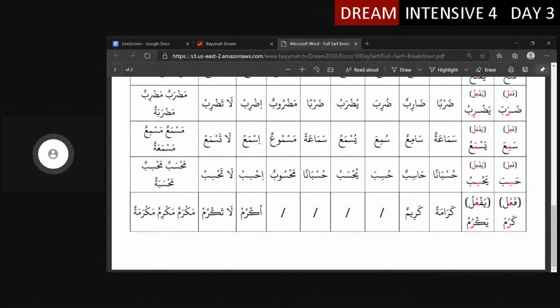On the pattern of فعل يفعل، حسب يحسب حسبانا فهو حاسب. حسب يحسب حسبانا فهو محسوب. الأمر منه احسب والنهي عنه لا تحسب. والظرف منه محسب ومحسب ومحسبة. And finally, on the pattern of فعل يفعل، كرم يكرم كرامة فهو كريم. الأمر منه أكرم والنهي عنه لا تكرم. والظرف منه مكرم ومكرم ومكرمة.